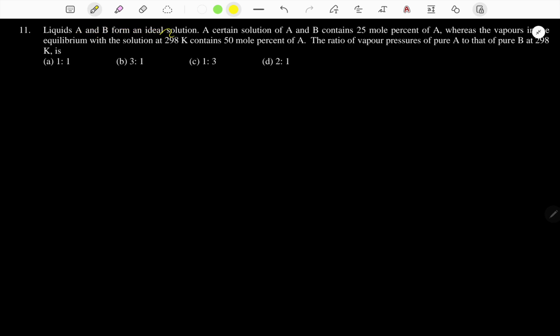Liquids A and B form an ideal solution. So we have ideal solutions of A and B, liquid A and liquid B. A certain solution of A and B contains 25 mole % of A, whereas the vapor in equilibrium with the solution at 298 Kelvin has 50% of A, and we have to calculate the ratio of vapor pressures of pure A to pure B.